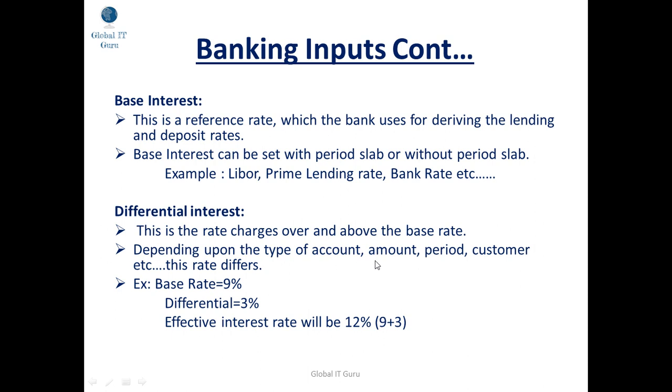Depending upon the type of account, amount, period, customer, etc. this rate differs. Example I have given here. Suppose base rate we have 9% and differential interest rate we have 3%. So what will be the effective interest for your account? So that will be a sum of 9% and 3%, that is 12%. So hope you guys understand the differential interest rate. What is differential interest rate? So any interest that is above the base rate is known as differential rate, and effective rate will be the sum of base rate and differential rate.